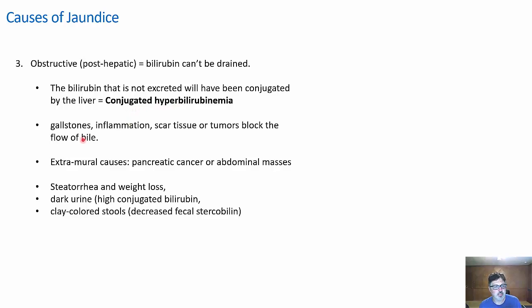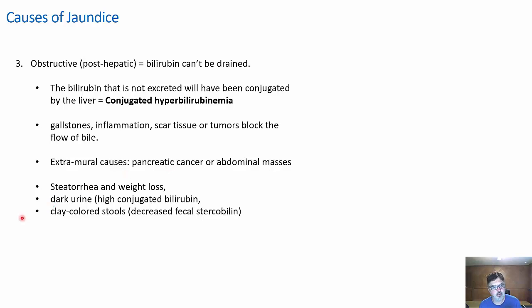A few things that can do this: gallstones, inflammation of the liver, scar tissue, tumors that might block the flow of bile. The tumor does not have to be in the liver. You could have, for example, a pancreatic cancer or abdominal mass, and that can still block the flow of the bile, causing this obstructive type of jaundice.